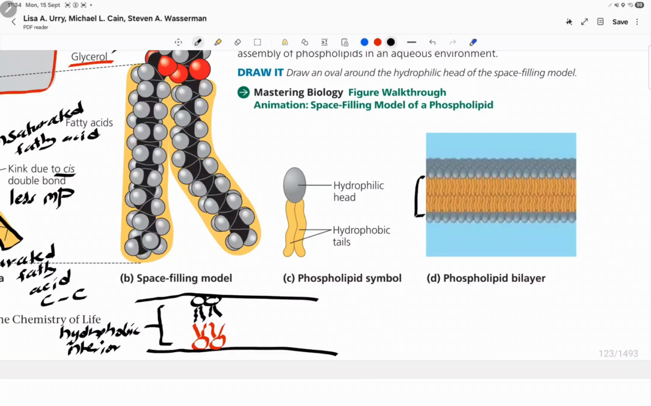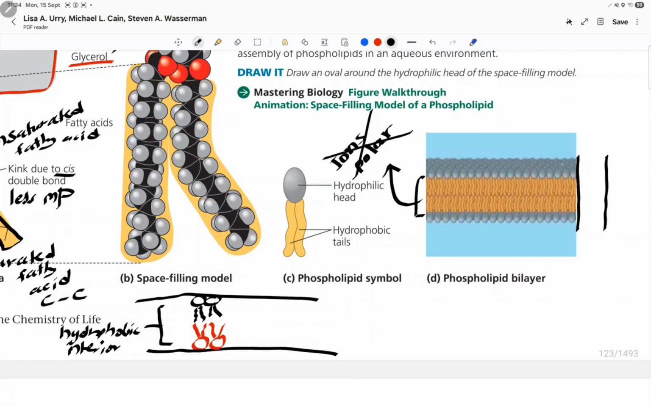And this hydrophobic interior is going to give a hard time to hydrophilic things to go through it. So things like ions and polar things like water or glucose will have a very hard time going through that interior part. So they simply cannot go through it without requiring extra help in the form of a channel.